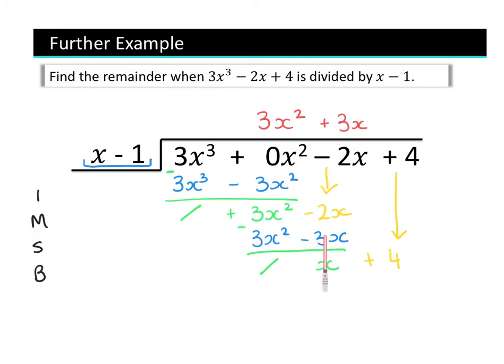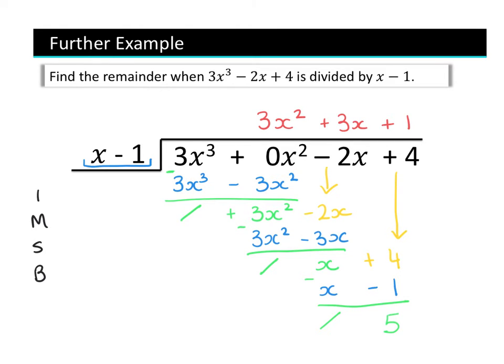So how many x's go into x? Lucky for us, it's plus 1. Oh, I've used a different colour there. Wait there, let's get back to this colour coordination. Now we're going to multiply. 1 times x is x. 1 times minus 1 is minus 1. Then we're going to subtract. x minus x is 0, so you know you've done it right. 4 minus 1 is 5.